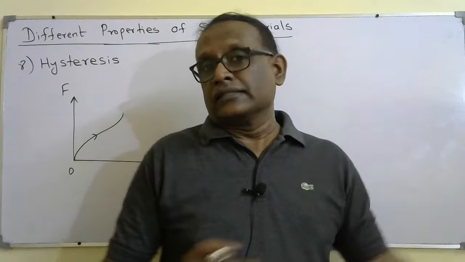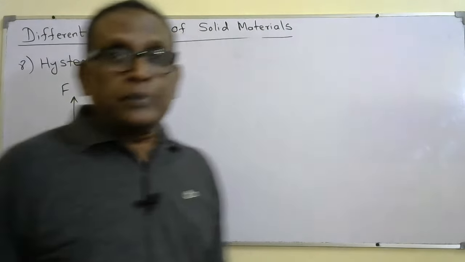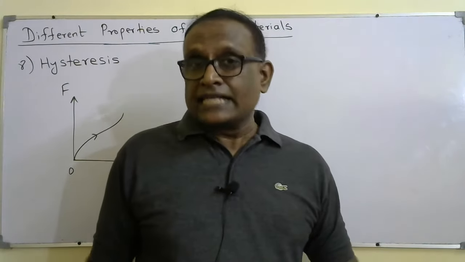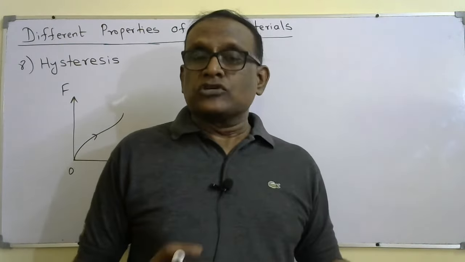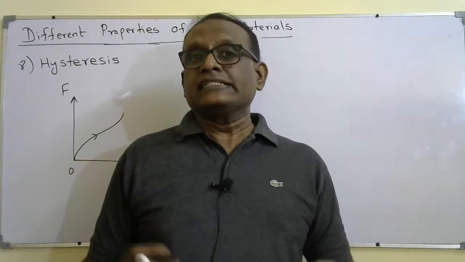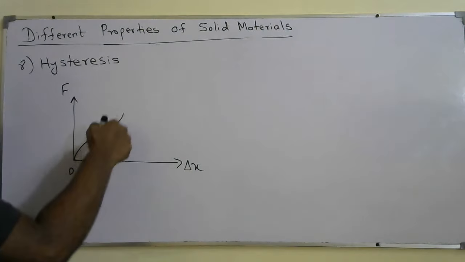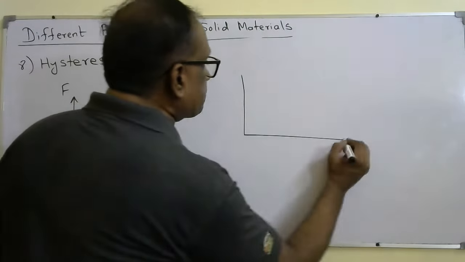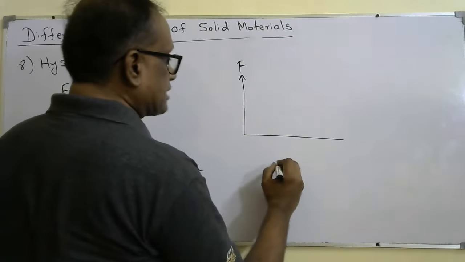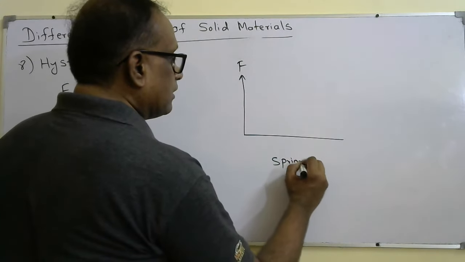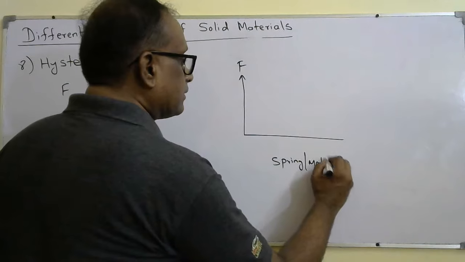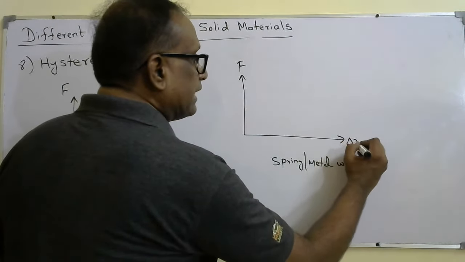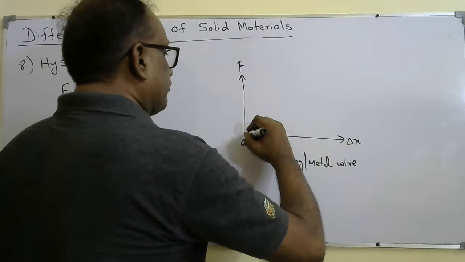Now when the applied force is removed, if the rubber has not passed the elastic limit, it will return to the original shape. So finally the extension will become equal to 0, but it will not follow the same path. For example, if it is a metal wire or spring, or metal rod, if you have a loading graph within the elastic limit, the graph will be a straight line this way, that is the loading graph.